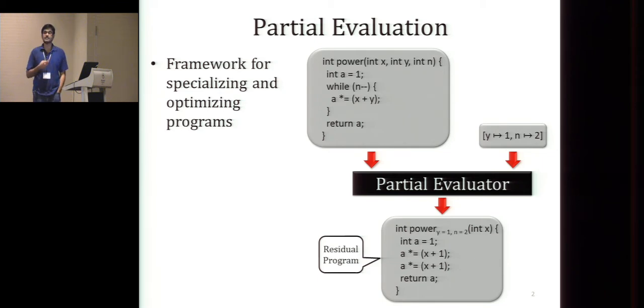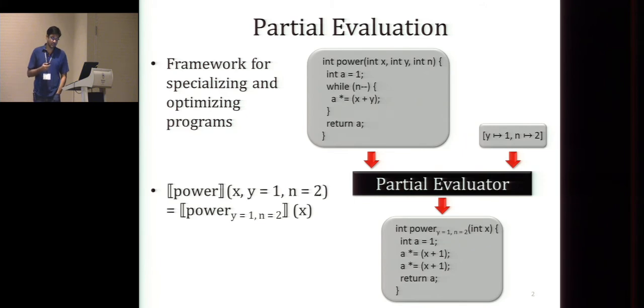For example, here we have a program that computes (x plus y) to the power n, and if we give the values y is equal to 1 and n is equal to 2, the partial evaluator produces a residual program that is optimized to compute (x plus 1) squared. Partial evaluation is a uniform way of achieving optimizations such as constant propagation and folding, loop unrolling, function inlining, etc. However, note that these optimizations are not explicitly built into a partial evaluator per se.